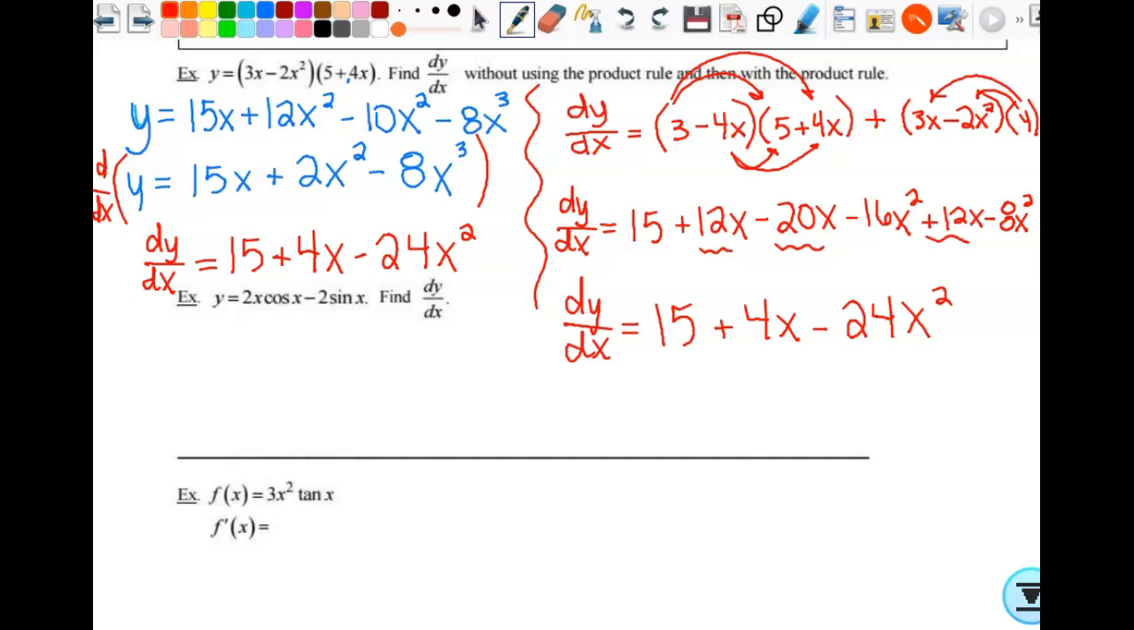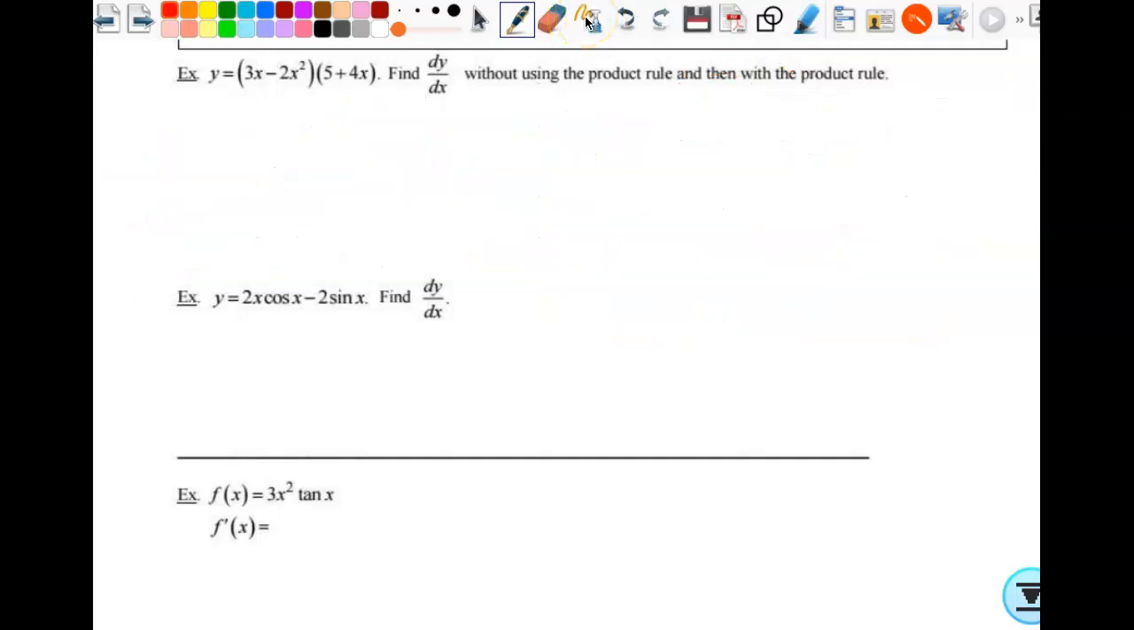Can I erase all this? All right, so y equals 2x times cosine x. Okay, I emphasize the times so that I recognize it's a product. Minus 2 times sine x.